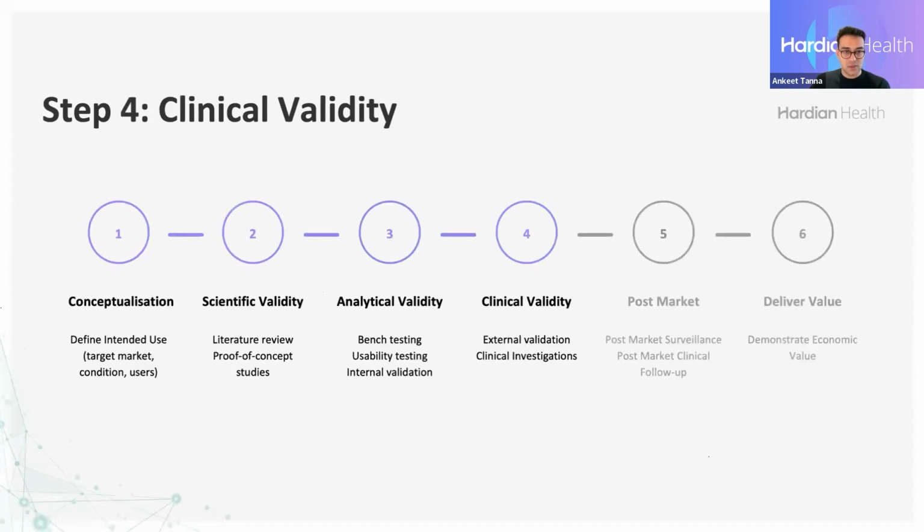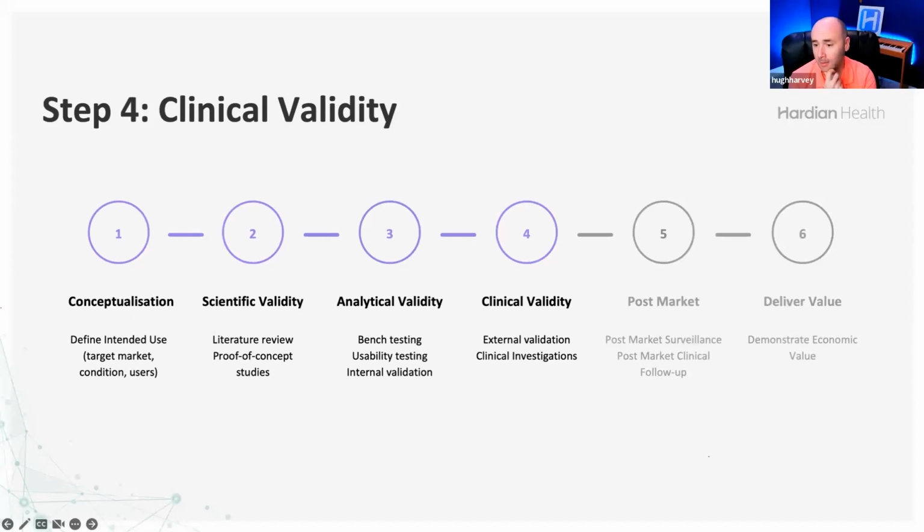So once all that testing is done in a controlled setting, that's when we move on to clinical validity, where you determine the candidate device, the candidate product, works as intended with a real-world population in a real-world setting. So I'll hand over to Hugh to talk a little bit more about the beginning of how to demonstrate clinical validity, and then I'll come back and talk about examples of clinical investigations.